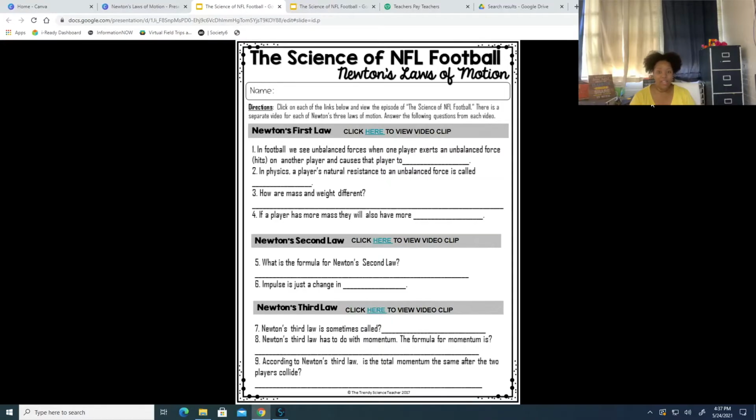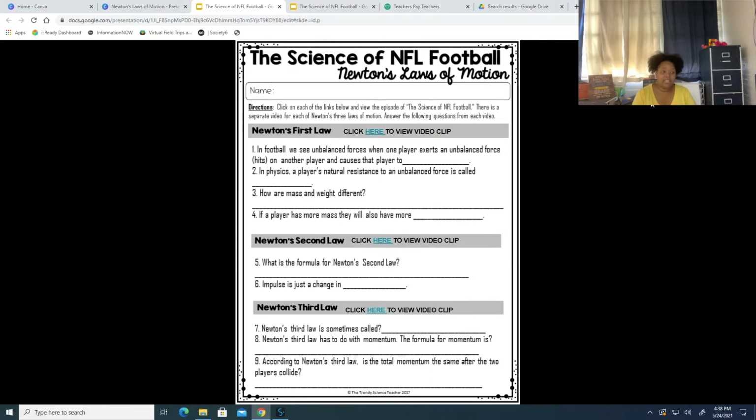Okay, now we've watched that first video and we were able to gain a little bit of insight on what goes on the field and how science is involved and what's going on with all of that motion. So now let's look at our questions. It says, in football, we see unbalanced forces when one player exerts an unbalanced force or hits another player and causes that player to, well, in the video it says it causes the player to change direction and/or speed. So as you probably saw and as you can imagine, a hit is going to either slow someone down or knock them down or definitely change the direction in which they are going.